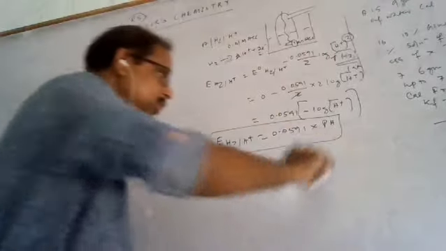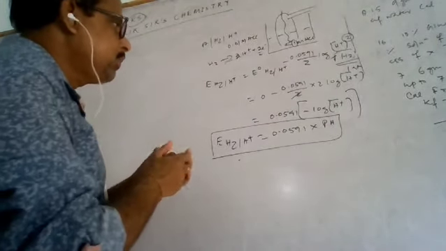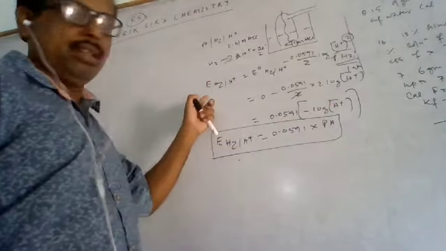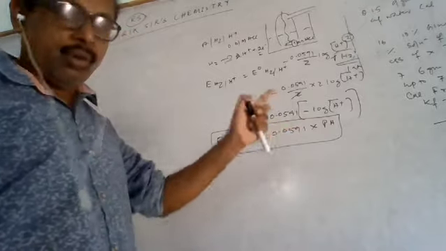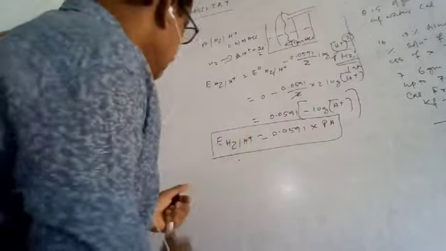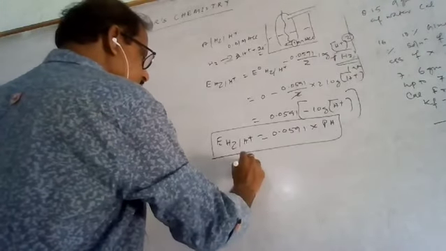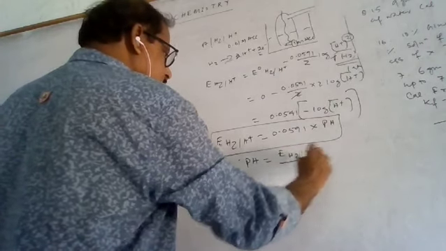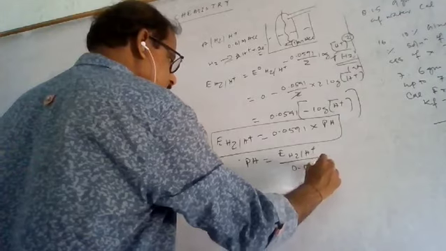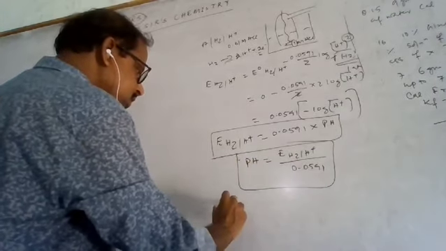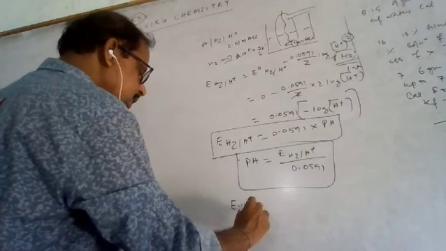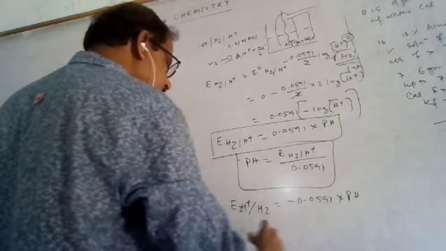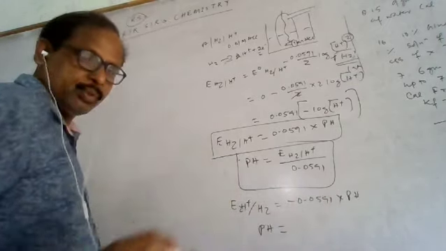From this equation we can determine the pH. If the H plus concentration is given, then E of the hydrogen electrode can be determined. Or if the pH is given, then E can be determined. So the pH is equal to E of hydrogen to H plus divided by 0.0591. This is one formula. If we change it to 2H plus to H2, then this value will be equal to minus 0.0591 times pH.